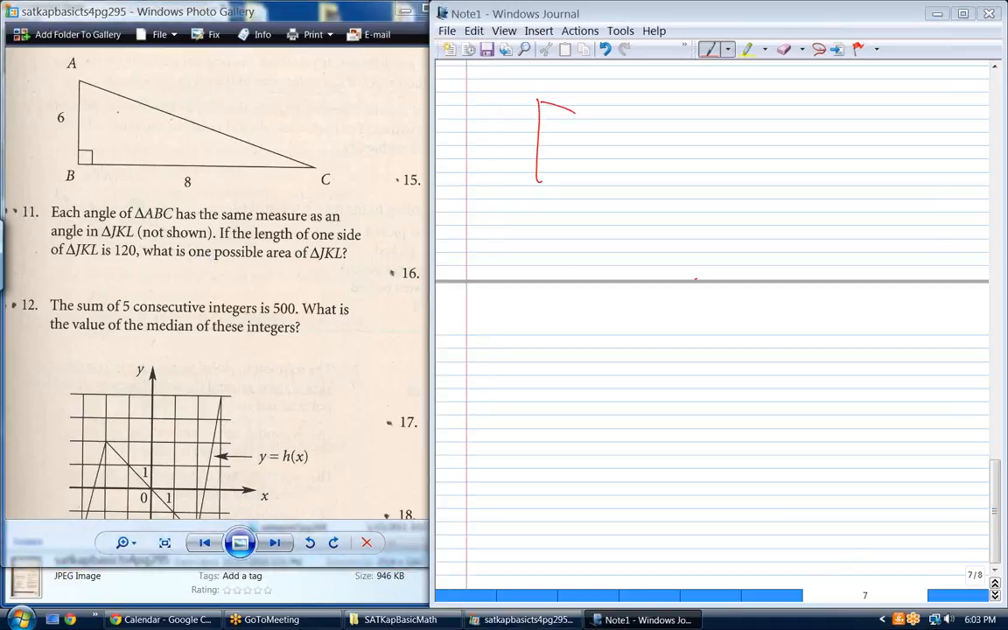In other words, if I have one triangle here that's 6, 8, 10, and another triangle over here that is similar, same all three angles, and if the length of one side is 120, and I can pick any side I want, I'll pick that one. What's the area of JKL?